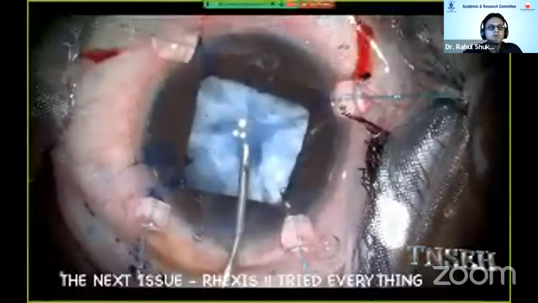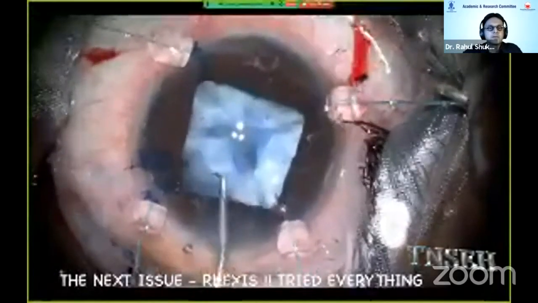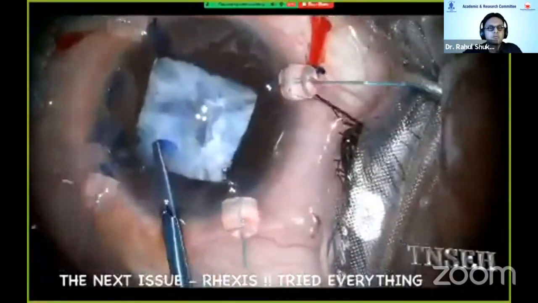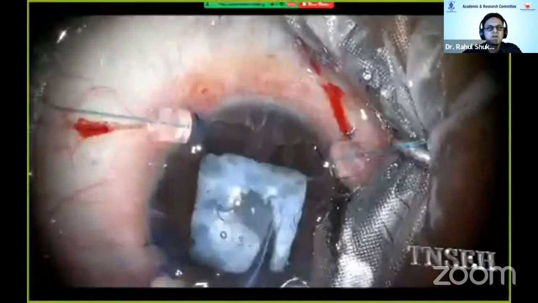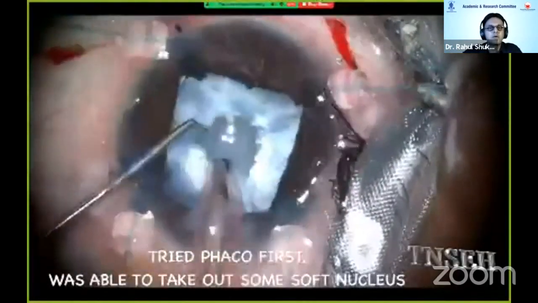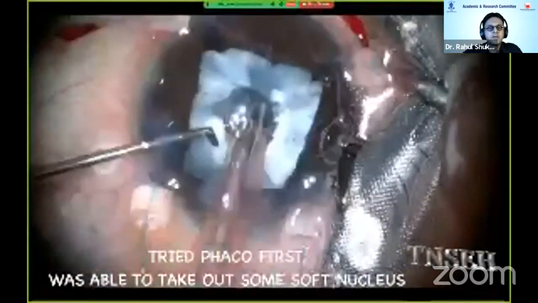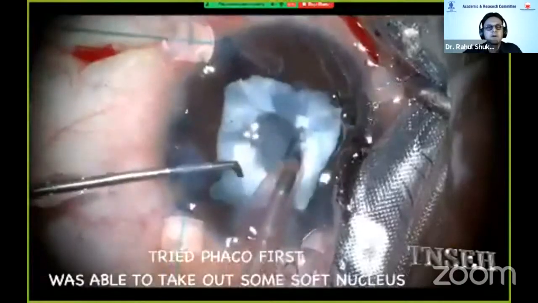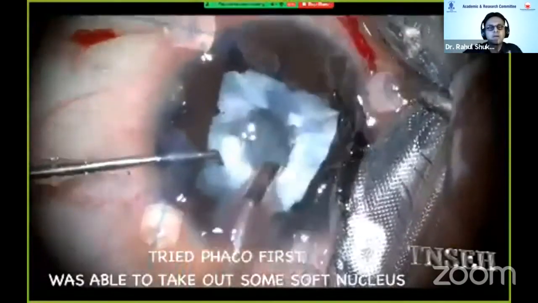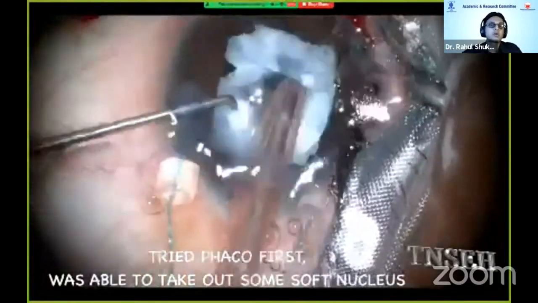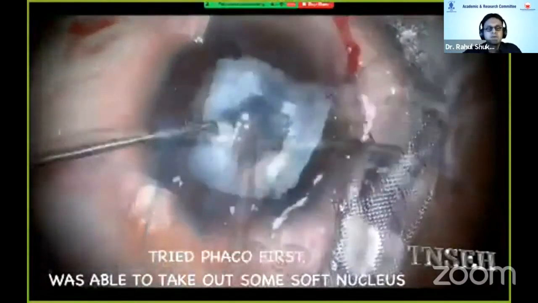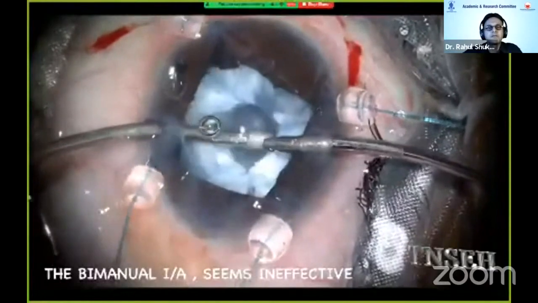Second, once you get a decent opening, I try the capsulotomy with the cystotome, then with the rhexis forceps, and finally with the vannas. I'm able to get a decent opening, and let's try the phaco. I'm able to take out some pieces, some part of soft lens matter, but I'm unable to go behind the calcified capsule because the visualization is not very good. So what do I do? Let's try the bimanual. It seems to be ineffective.